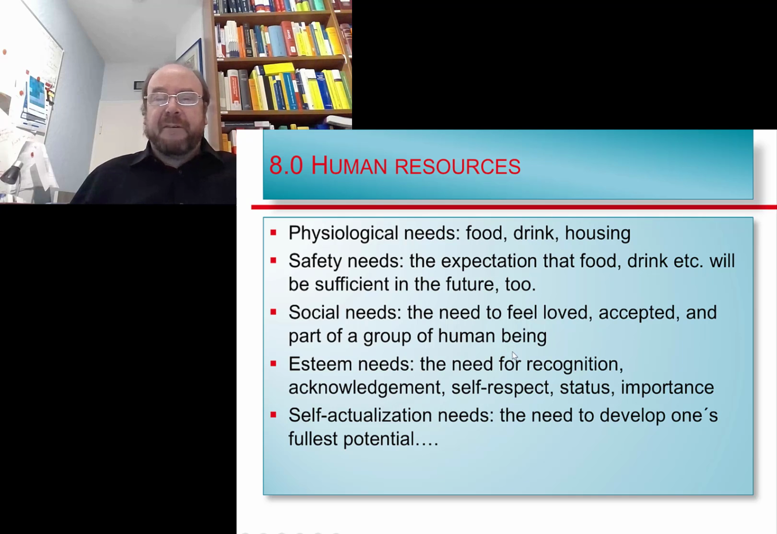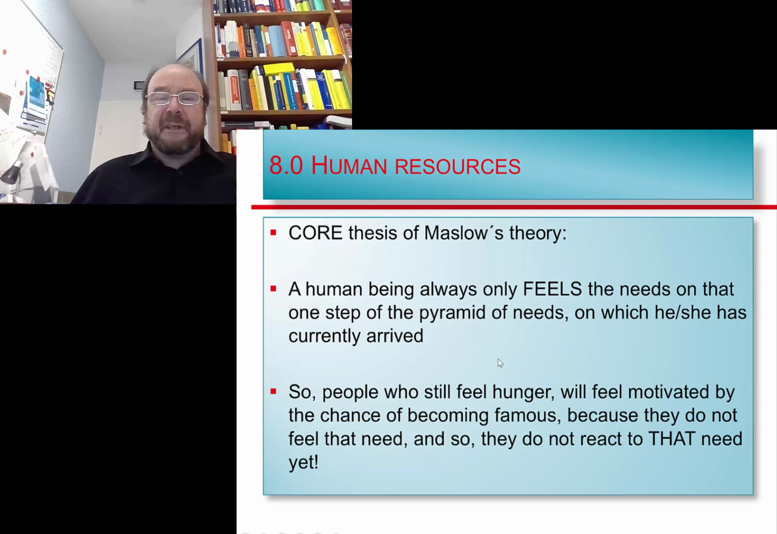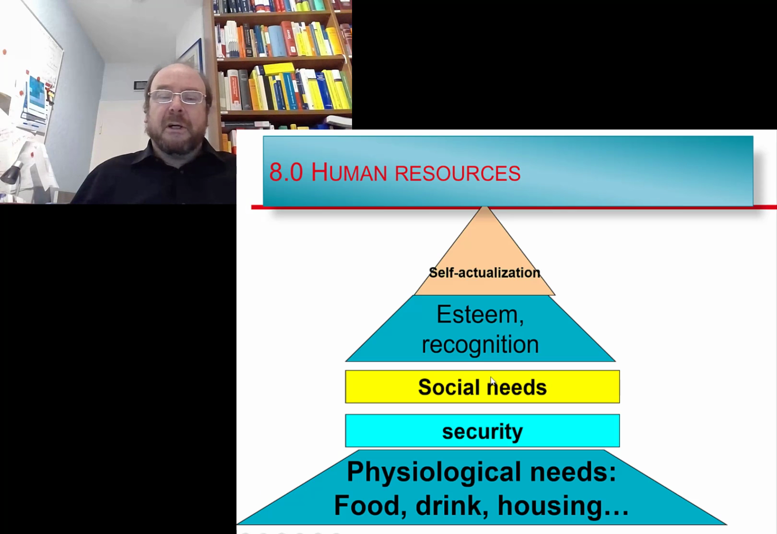Good. Here we have a small overview which category of needs belongs to which step in the hierarchy. But again, core aspect is you only feel the needs on the level on which you are at the moment. So you will never react to promises which are below or higher. And that now explains why different people react absolutely differently to promises, rewards.